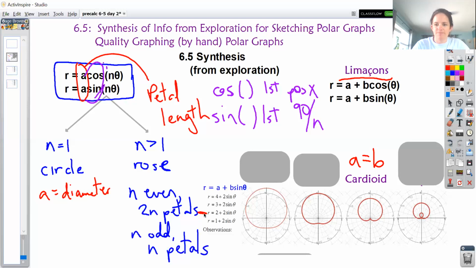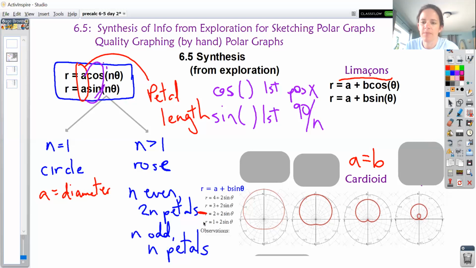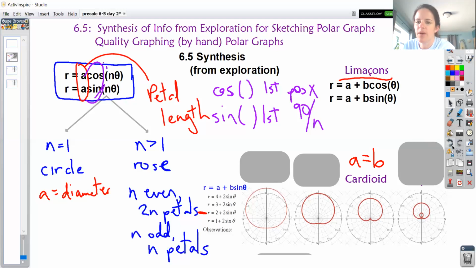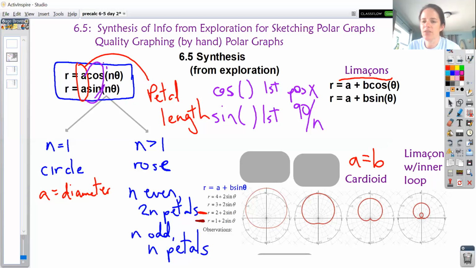And that's when A equals B. When A is less than B, as in the case of the fourth one that we have over here, then what happens is that's the one that is going to go in on itself, because 1 plus 2 is 3, but 1 minus 2 is -1, and a radius of -1 means that that's what's kicking it back in on top of itself. And so that one is called a limaçon with inner loop. And so that's when A is less than B. So those two are both pretty easy.